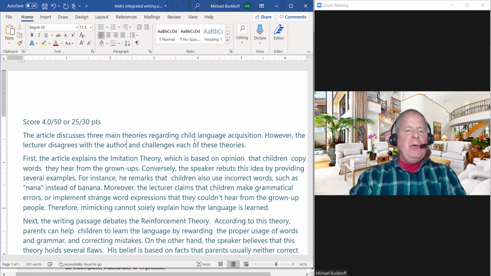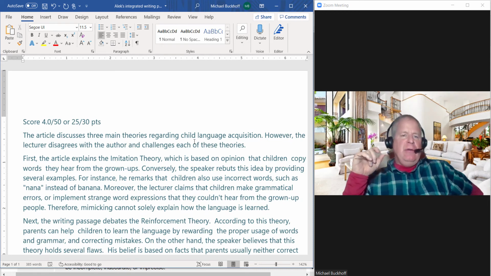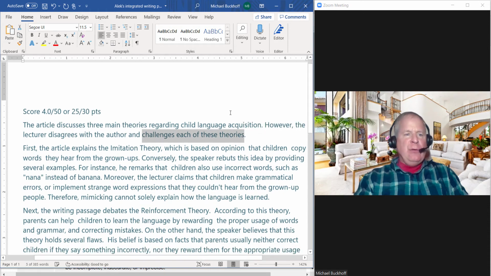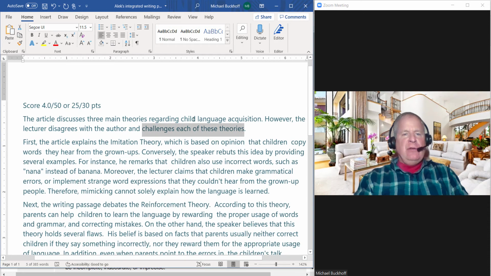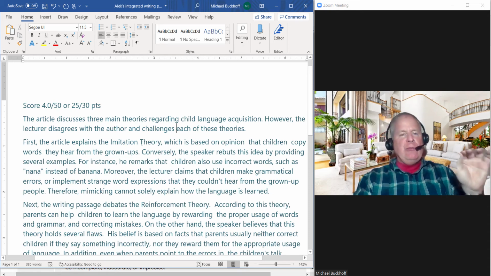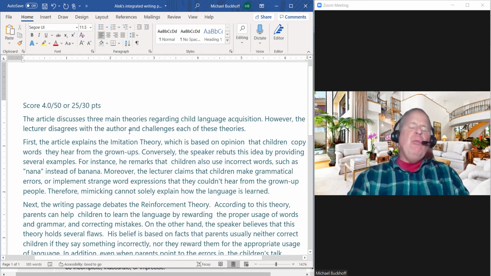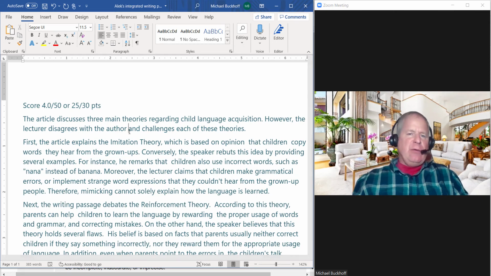Typically, we don't put a comma before a coordinating conjunction, especially if the part after the coordinator doesn't have a subject and a verb. So you're saying disagrees and challenges each of these theories. So basically, you have two verbs pointing back to the same subject, so you don't really need a comma before that conjunction. But if you had said the lecturer disagrees with the author and he challenges each of these theories, then you could put the comma before the word and. But whether you put it there or you don't, it's not a major error. That's nothing that's going to wreck your score.